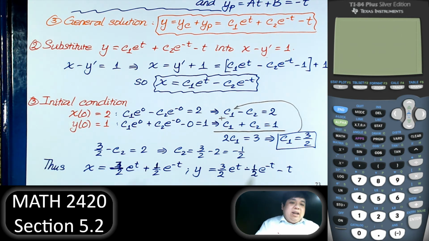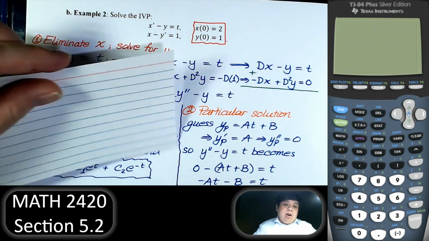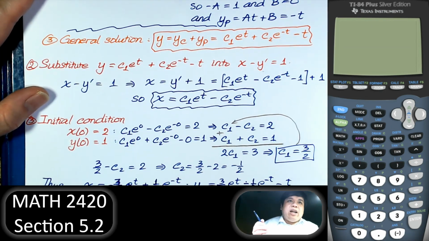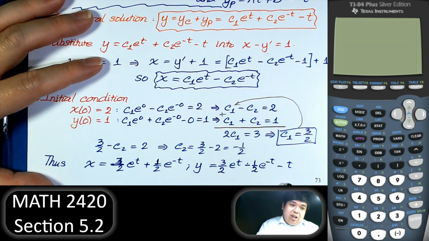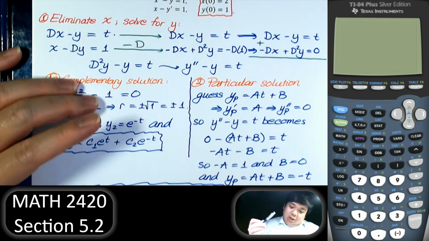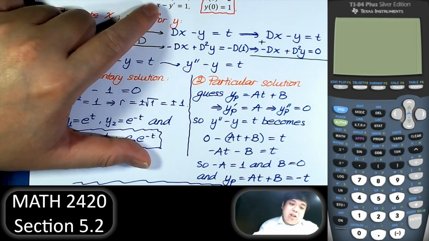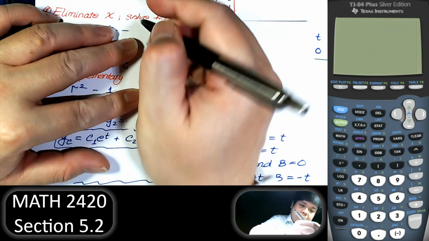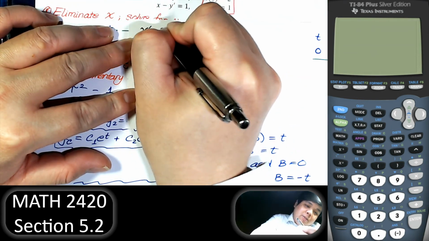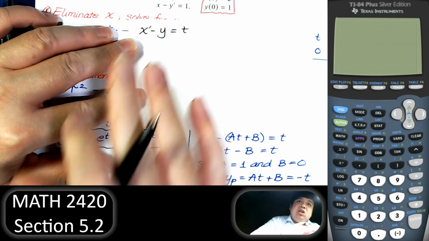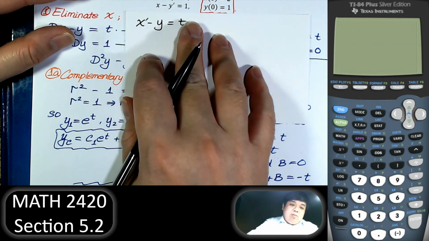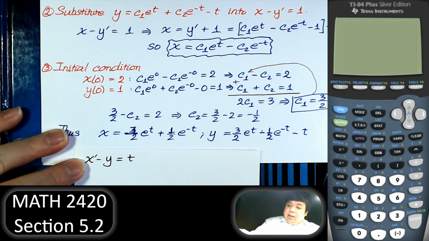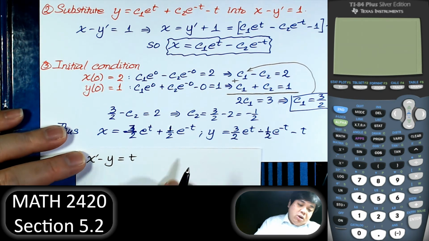Now the good thing is we still have the other equation that we haven't used. It's good to check, right? What we did to solve for y was substitute into this equation. Now we use x prime minus y equal to t. I just need to make sure that works, because there are two equations.